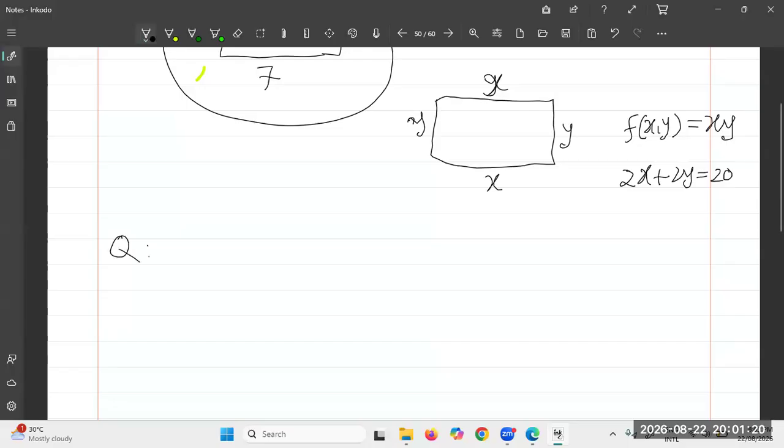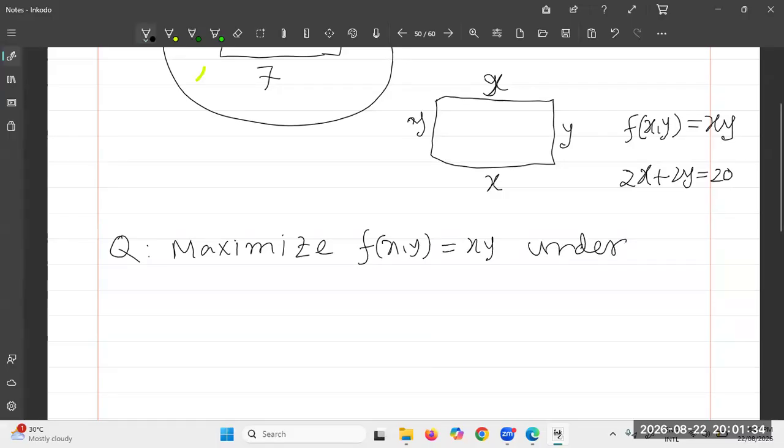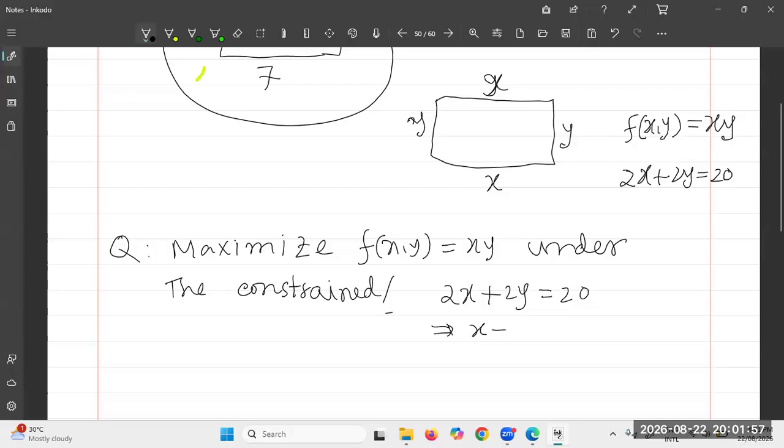So the question is: maximize the function f of x comma y is equal to xy under the constraint or restriction. What is the constraint? In this case, the constraint is twice x plus twice y is equal to 20.